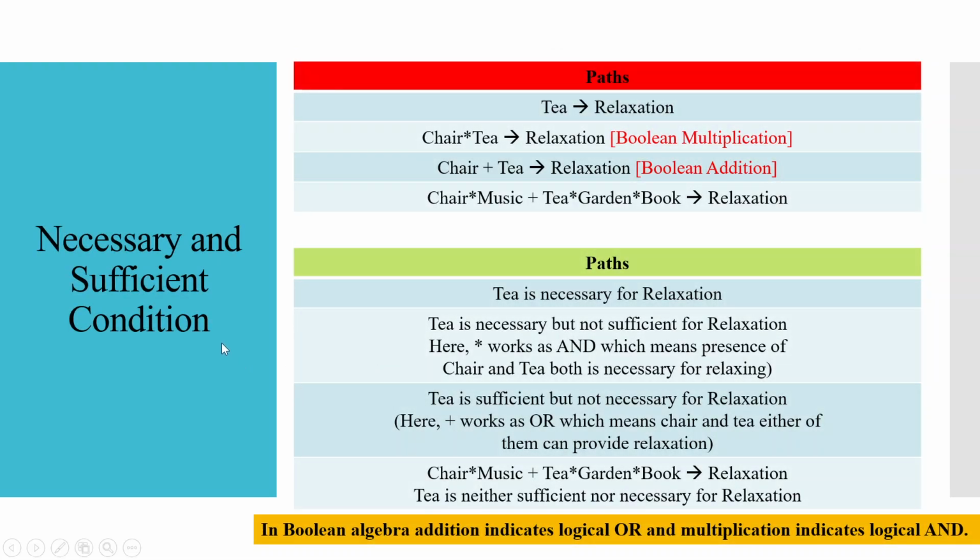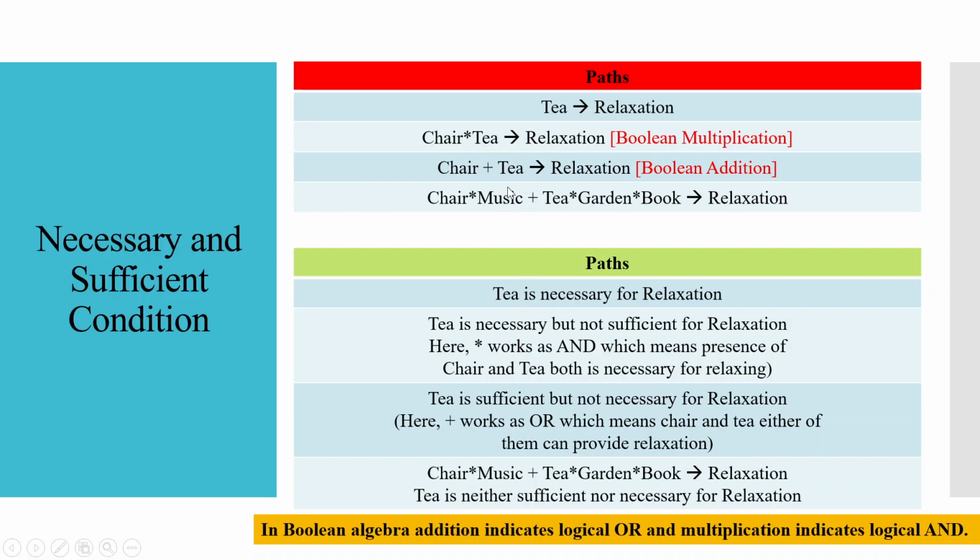So on this basis, we will talk about the necessary and the sufficient condition. T leads to the relaxation. What does it mean? T is necessary for the relaxation. The second one, chair asterisk T leads to the relaxation. So this is Boolean multiplication. T is necessary but not sufficient for the relaxation.